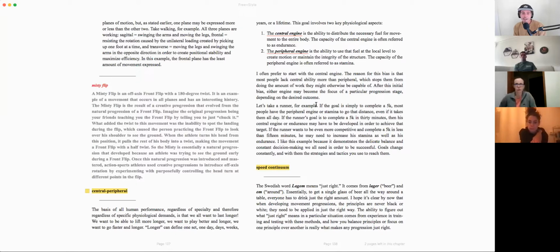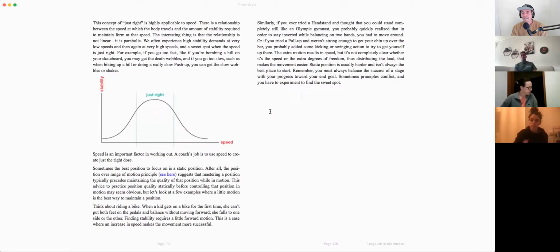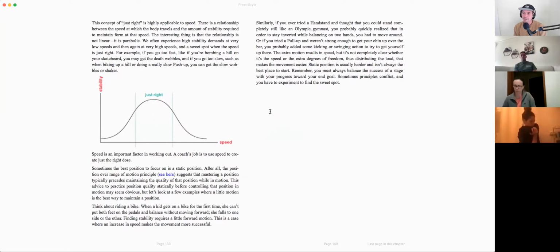And then finally, we have the speed continuum. The speed continuum is the one of balance and motion. And this is where an example of riding a bike comes into play.